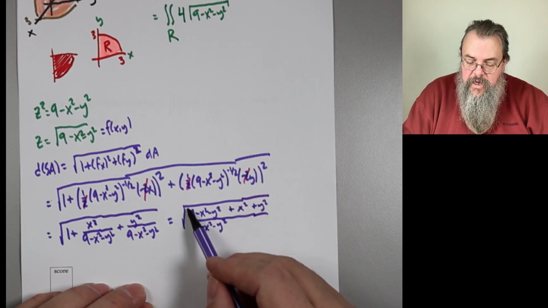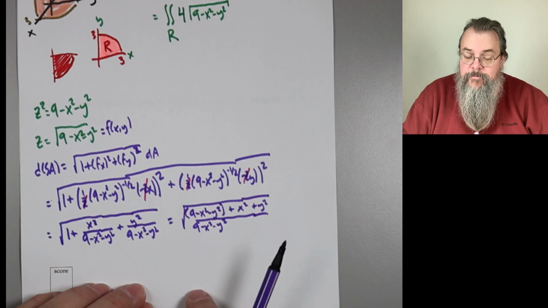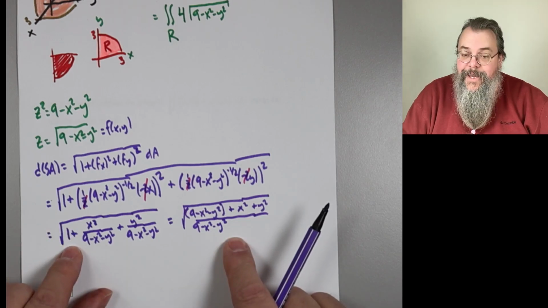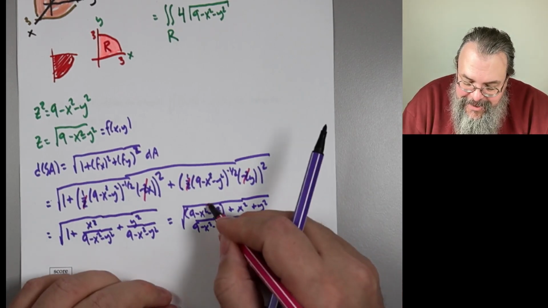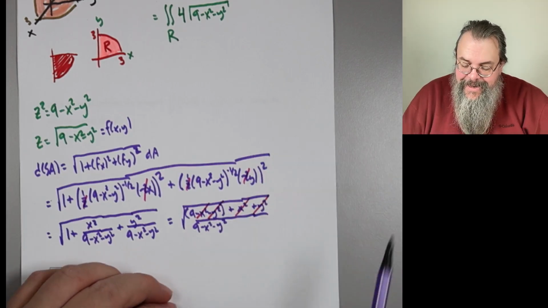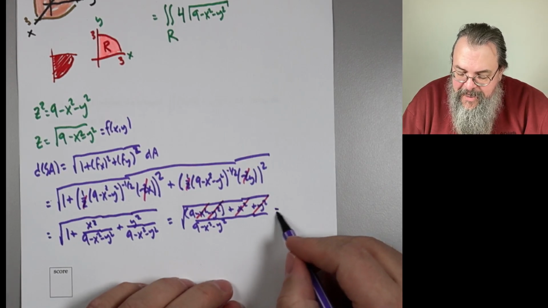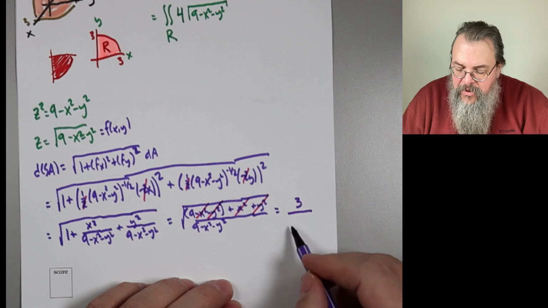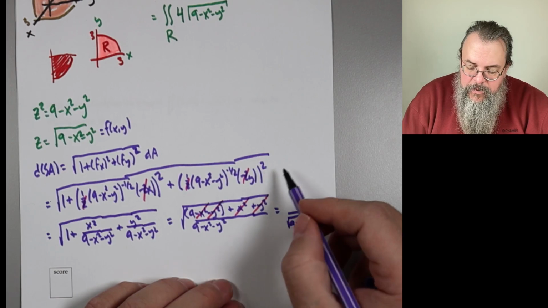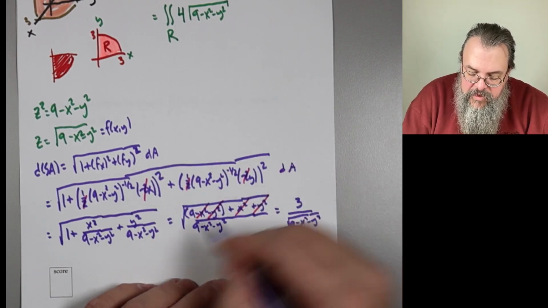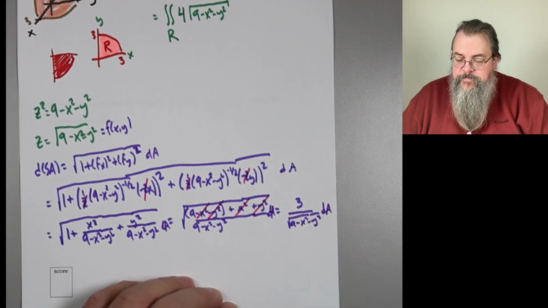Okay, so we had our 1 plus x squared plus y squared terms, right? Now, what do you see? Wow. More cancellation. Nice. Okay, and so what do you have? Upstairs you have square root of 9, which is 3, over square root 9 minus x squared minus y squared. Now, one thing I forgot to keep writing is all these dA terms, so we'll go ahead and add that in. And there we go.